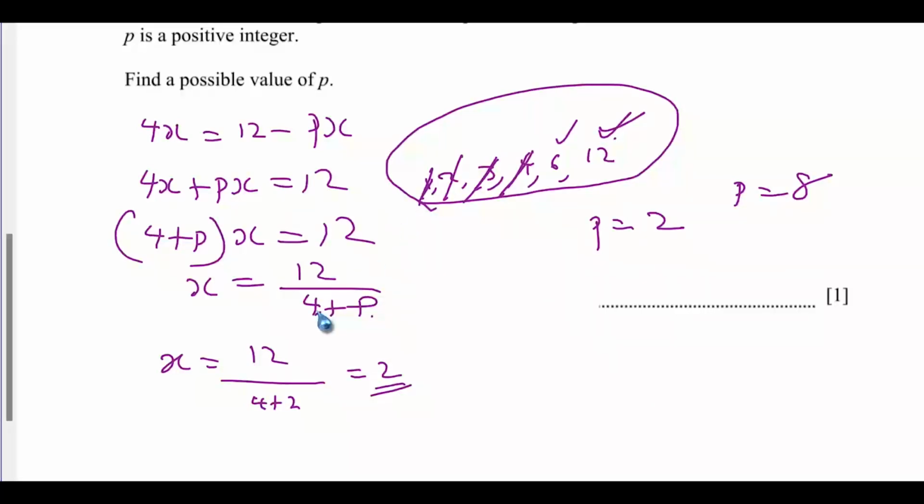So 4 plus 2 will give us 6. That is why p can be 2. And then 4 plus 8 will give us 12. That's another reason that p can also be 8. So you can put 2 here, or 8. So this will be the end of this video. So watch out for paper 2.